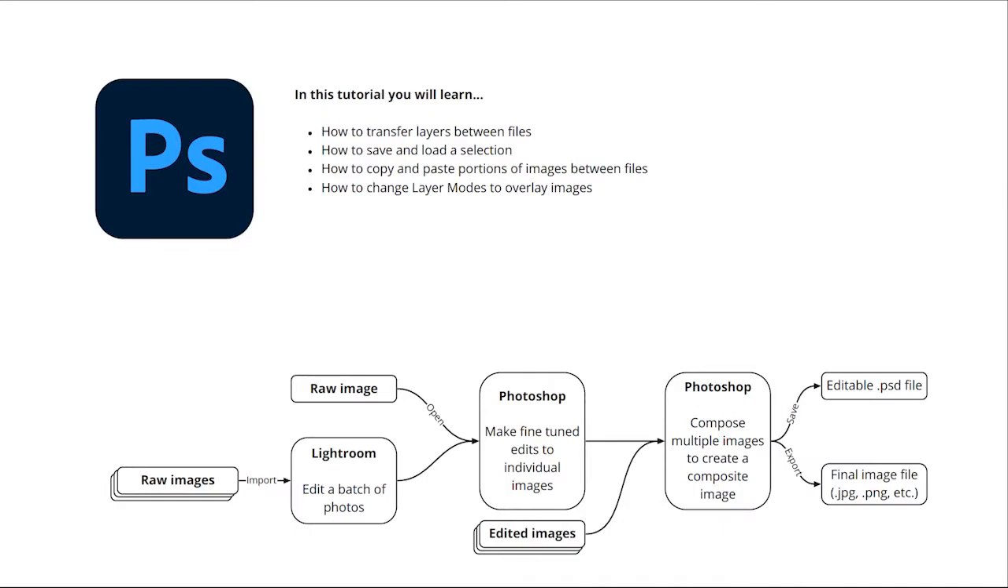In this tutorial, we're going to go over how to combine edited individual images into a composite image that's made up of multiple layers and multiple images. So in the previous tutorial, we covered how to edit a single image. Now we'll be combining multiple images at this stage of the workflow to create an image that's made up of multiple components added together. So let's get started.